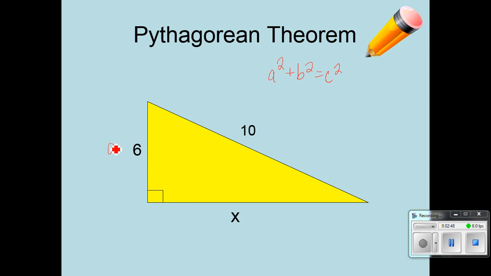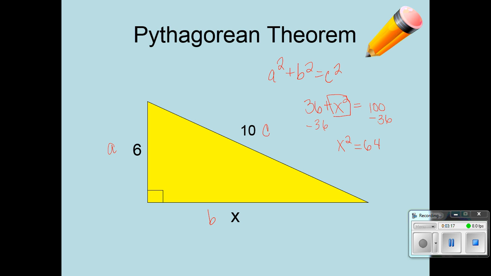So this is A, this is B, and remember our hypotenuse, the longest side, was always C. Okay, so A squared would be 36 plus B squared, which is x squared, equals 10 squared, which is 100. Now, if I wanted to solve this for x squared, I needed to get x squared alone. So I would subtract 36 from both sides. So I get x squared equals 64.